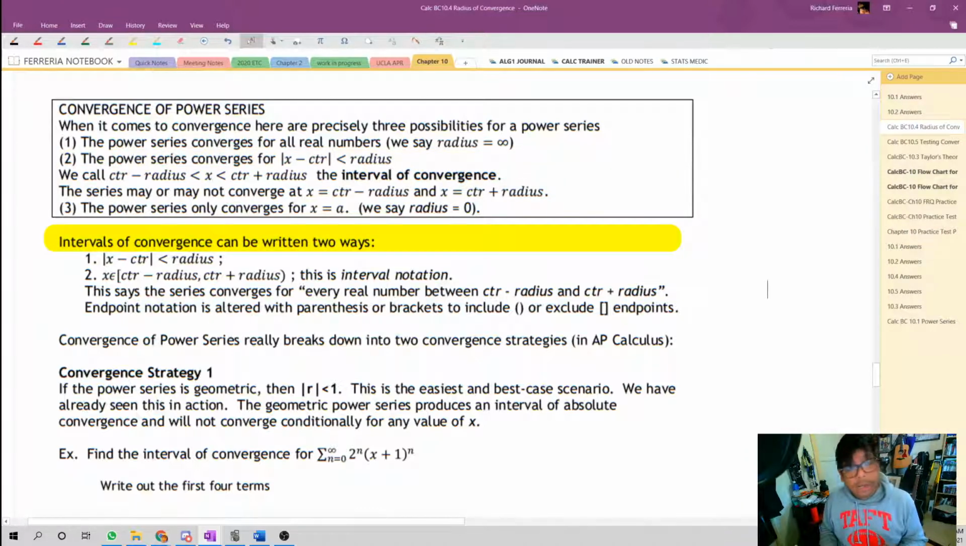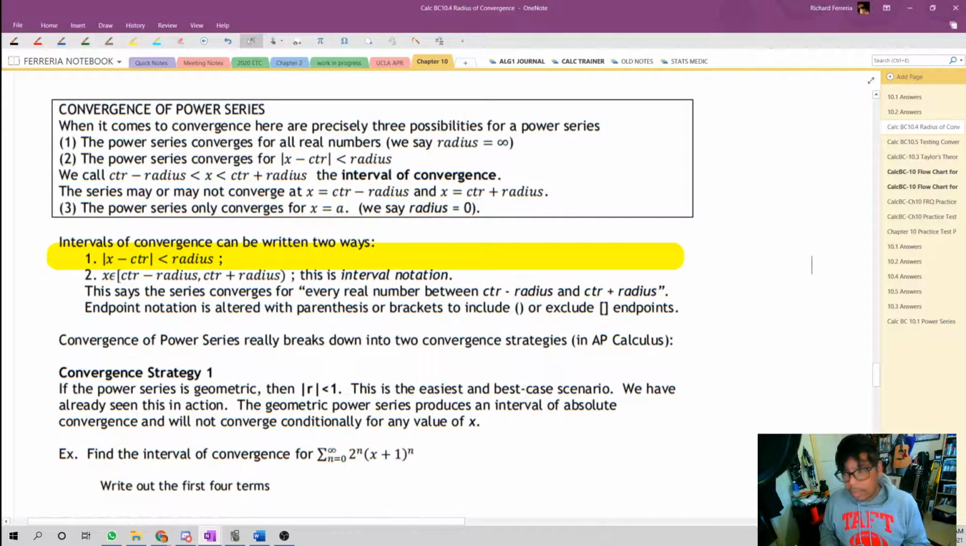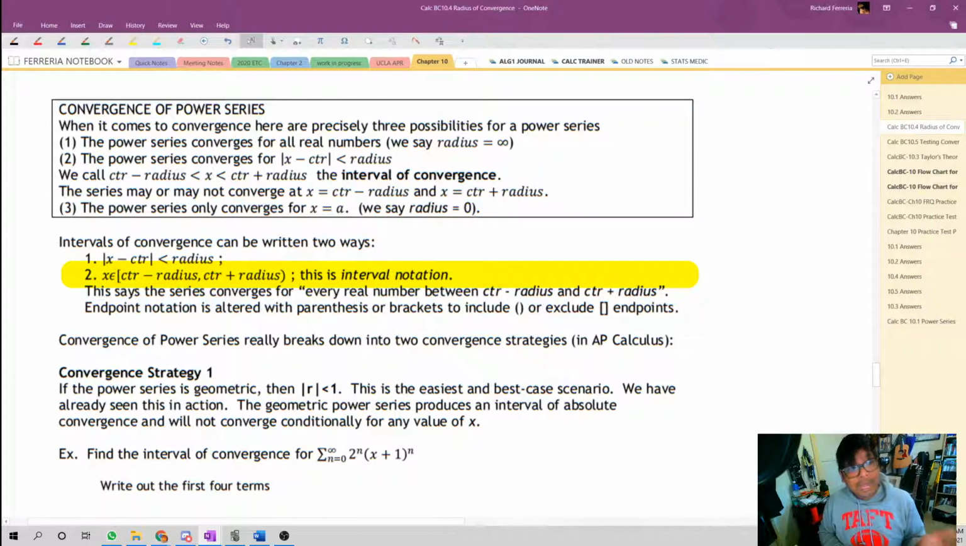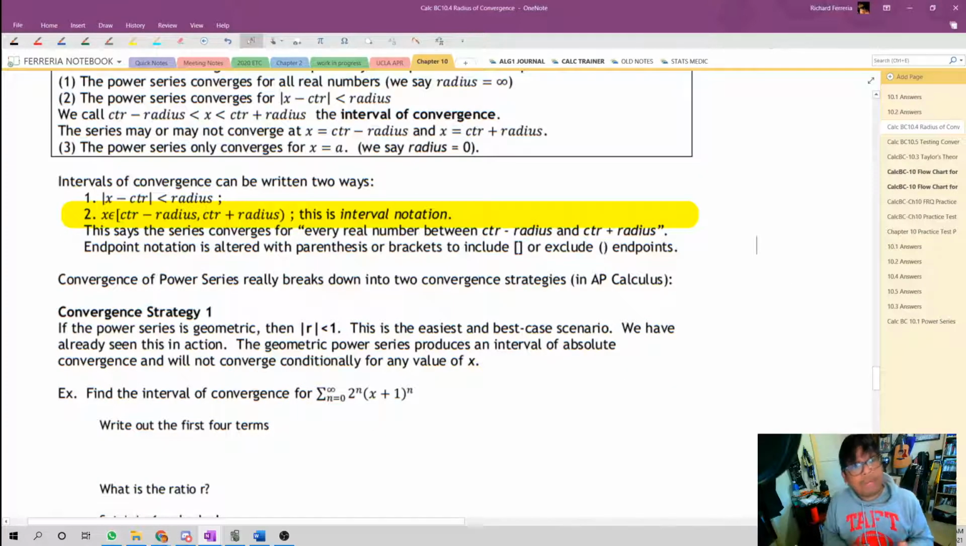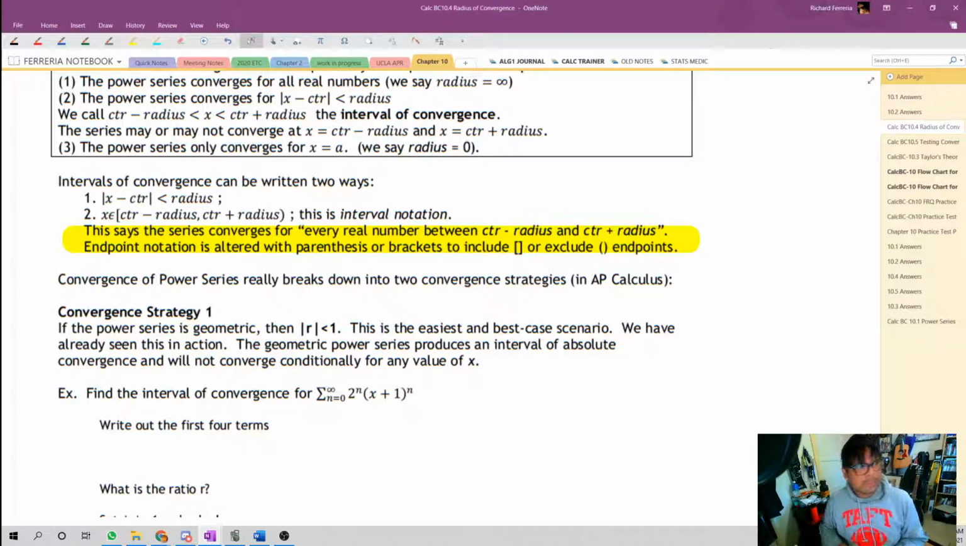As a reminder, you can write your interval of convergence in a couple of different ways. The first way is using the absolute value, where x minus the center is less than the radius. And the next way is with interval notation, where we say x ∈ (left endpoint, right endpoint). The series is going to converge for every number that is strictly inside that interval, and the endpoints are either going to be included or excluded. Depending on whether you use brackets or parentheses, you can say whether or not the interval includes the endpoints. Bracket is include, parentheses are exclude.